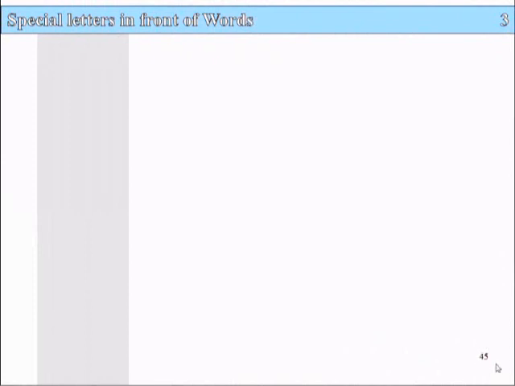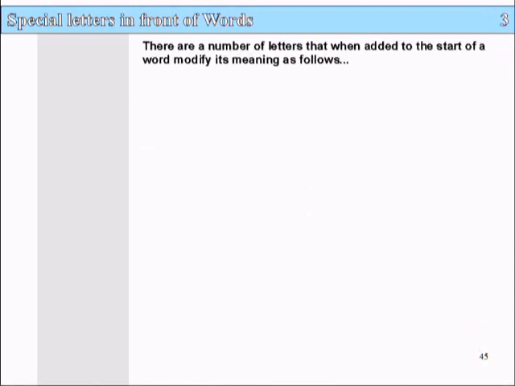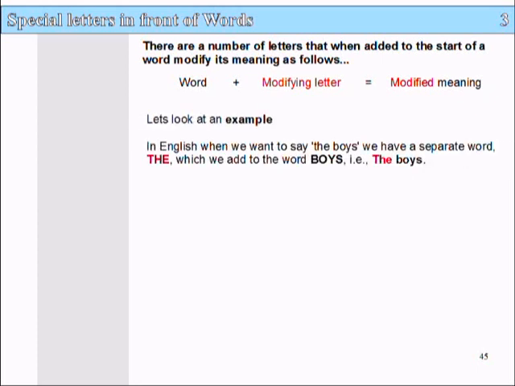Slide 45. Lesson 3, Special Letters in Front of Words. There are a number of letters that, when added to the start of a word, modify its meaning as follows. We have a word plus the modifying letter, and we get a modified meaning. Let's look at an example. In English, when we want to say the boys, we have a separate word, the, which we add to the word boys, that is, the boys.